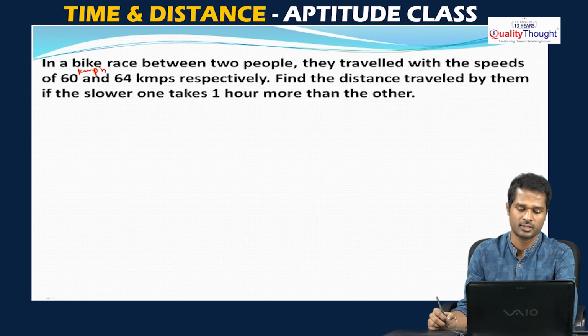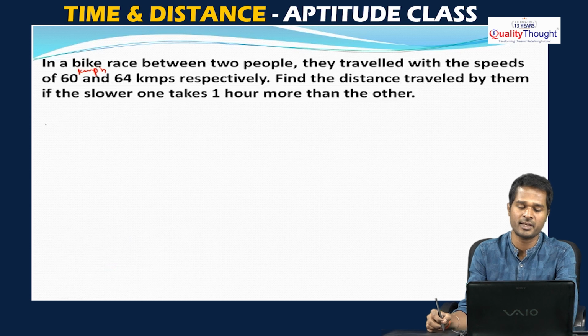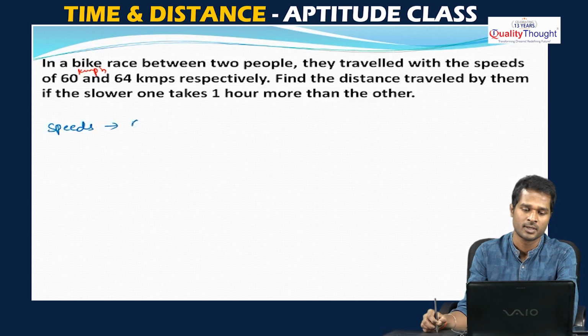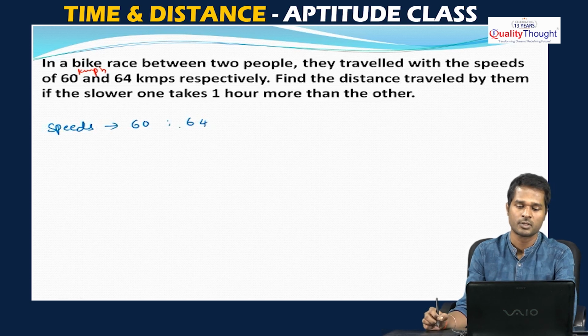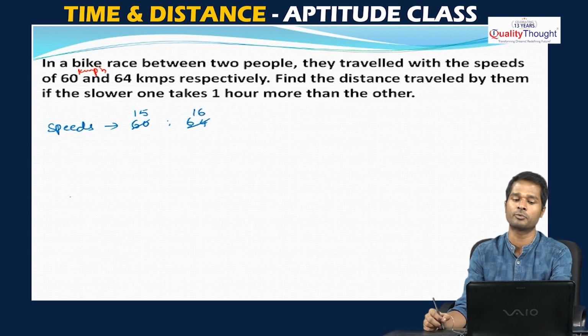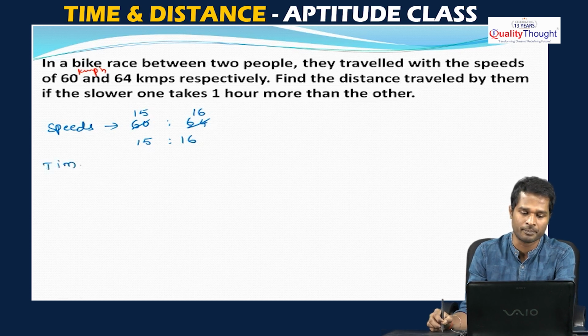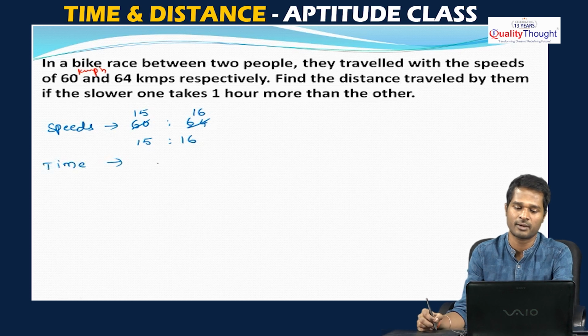Now see, let's see the answer. So how will we solve this? First we will take the speeds ratio, we'll use the trick first. So the speeds ratio I will write as 60 is to 64, which is, 4 15s are 60, 4 16s are 64, so 15 is to 16. So the ratio of the speeds is 15 is to 16, and the times ratio will be taken. Just now we have seen it: speed is inversely proportional to the time.